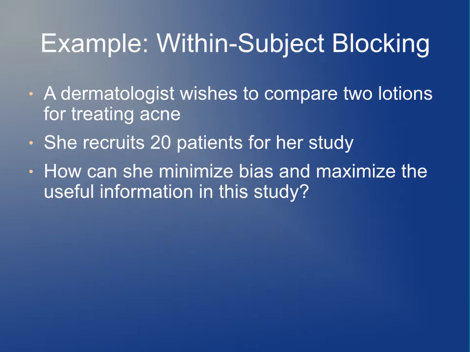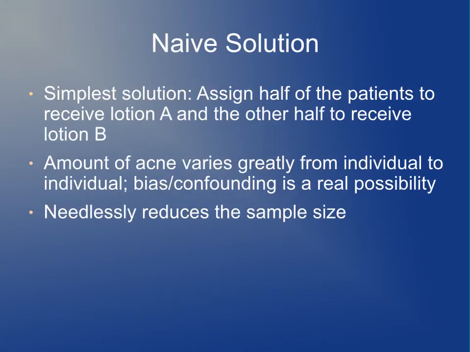Another example is you can also do blocking within subject. Say you have two lotions for treating acne, you have 20 participants in your study, you want to see if one lotion is more effective than the other for treating acne, and what's the most efficient way to do this to get as much useful information as possible? Well, the naive solution would be to assign half of the patients to receive treatment A and the other half to receive treatment B.